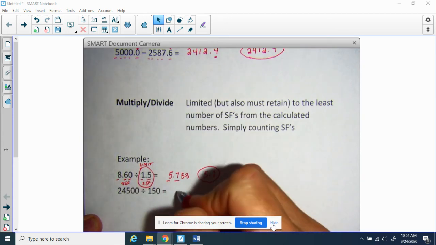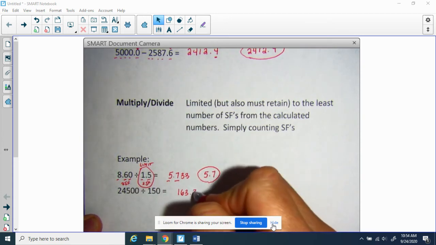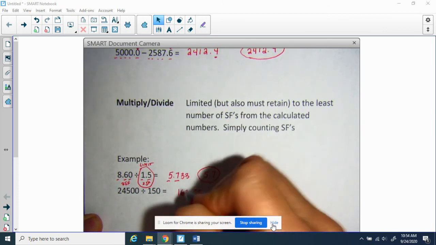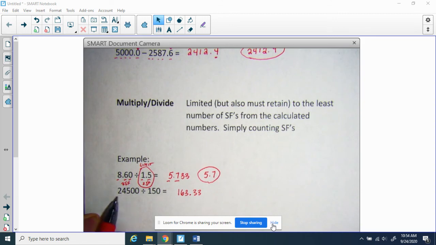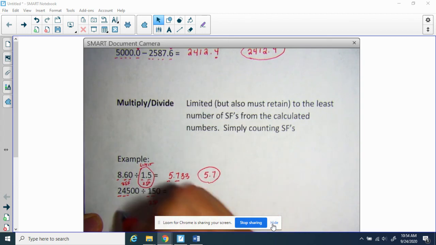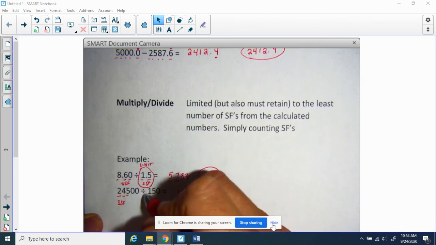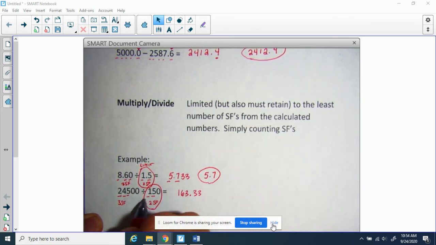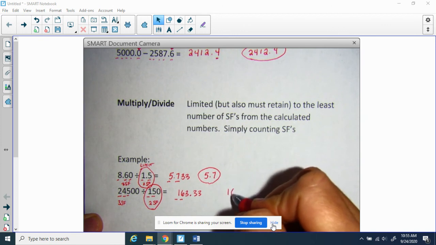24,500 divided by 150. This again gets me 163.3, and the 3 continues to repeat. I'm only going to write 2 of those down. I then count significant figures. 24500, this is going to be 1, 2, 3. 150 only has 1, 2. Therefore, the limiting number is going to be this one that only has 2 sig figs. Again, that had 3. This only had 2, so that's the one that limits. So I read my number left to right. I keep 1, 2. I look to the right of the 6. It stays a 6 because, again, that's a 3. So this then, I keep my 1 and my 6.